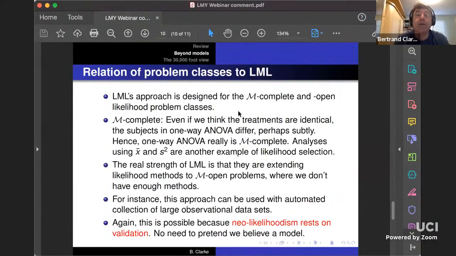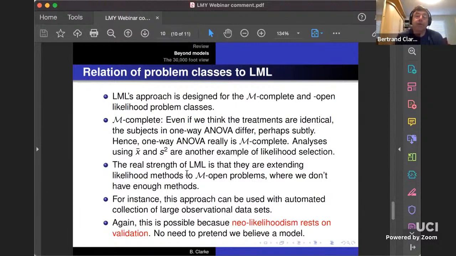So in that context, I'd like to link their work to these problem classes and observe that their approach is designed for the M complete and M open likelihood problem classes, as I've just defined them. And so for the M complete case, I've used the one-way ANOVA. This is, as an example, similar to their clinical trials example, but our analyses are based on basically X bar and S squared.